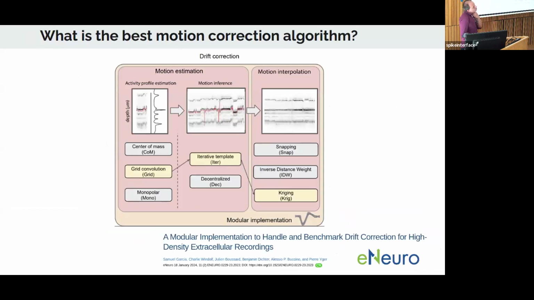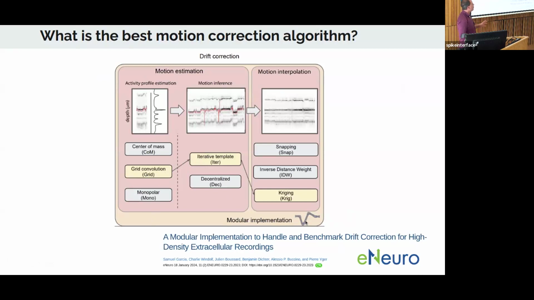Okay, so actually, it has been published this year, but we already started this modular approach last year with Sam and Alessio, because for the drift correction algorithm Charlie talked about before, you have various ways of estimating the position of the cells, estimating the motion, and compensating for that. Kilosort is one of those options. Those are the arrow boxes. The decentralized is some others.